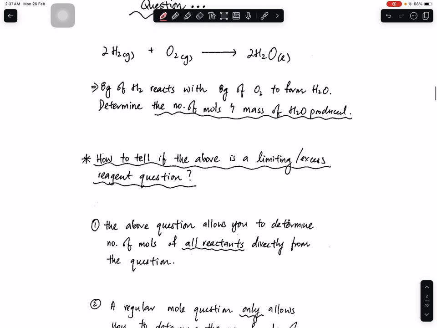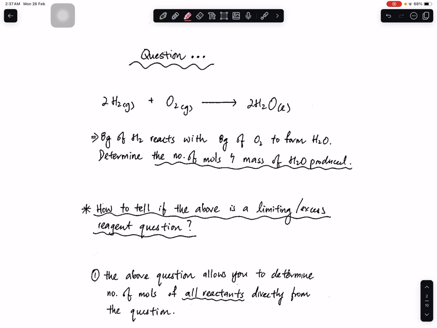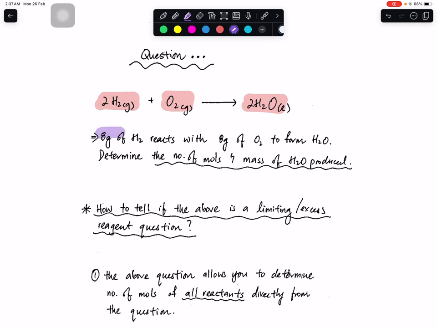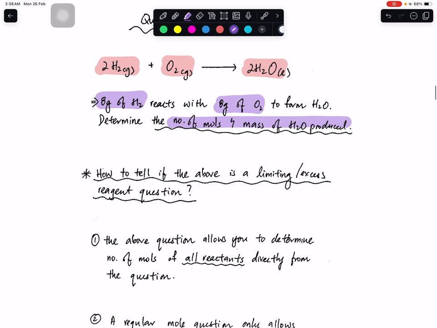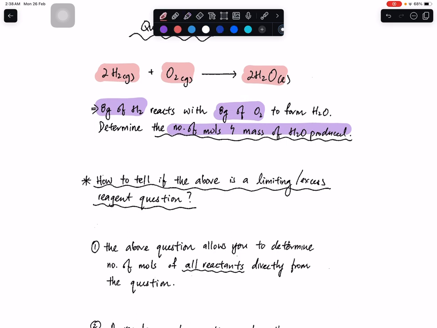If you flip behind, there's a question here. This question shows how hydrogen reacts with oxygen to produce water. To start off, they tell you I have 8 grams of hydrogen and 8 grams of oxygen. Now tell me how many moles of water will I produce? Before you go on further, take note that they have given you two very special pieces of information: 8 grams of hydrogen and 8 grams of oxygen.